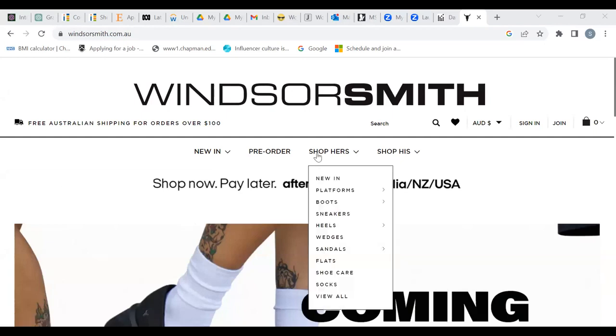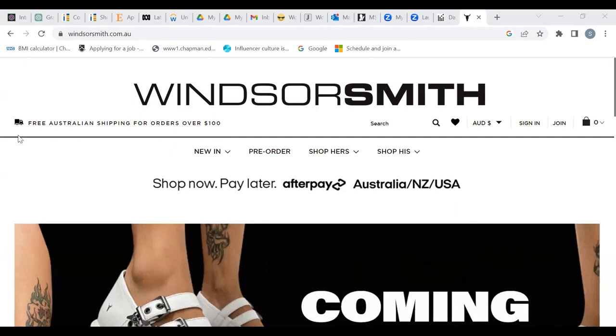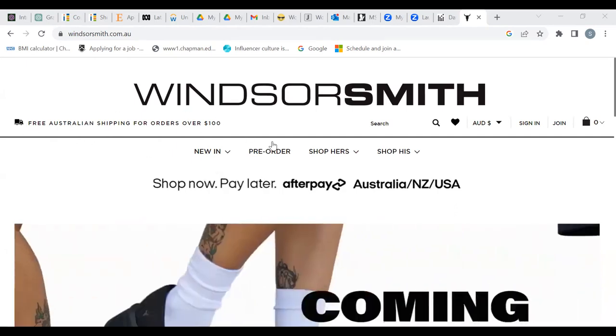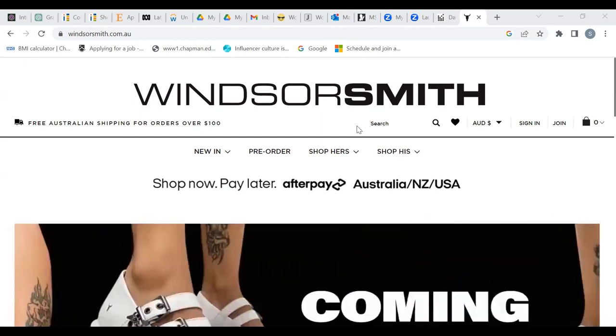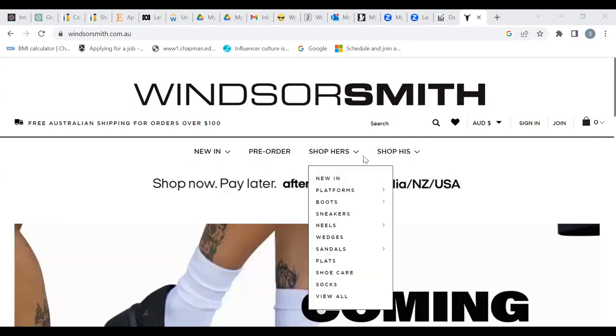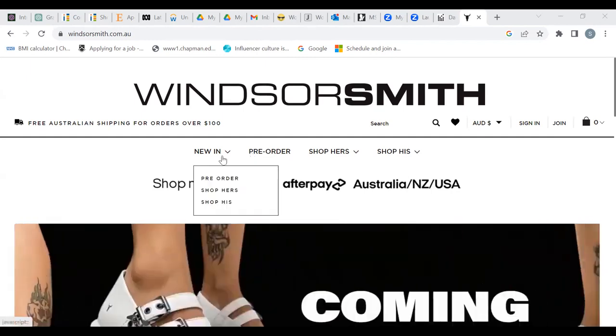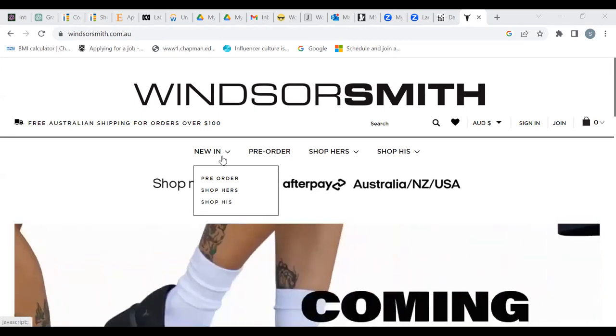So this is the Winsor Smith website, and you will notice that right on top is their promotion information. They have the search function, which is pretty much the same as David Jones. But here are the key organized menu links, which are very few because it is selling in a category which is pretty narrow.